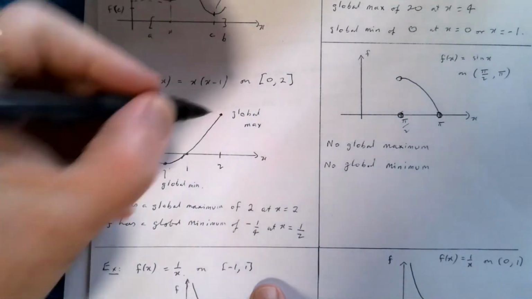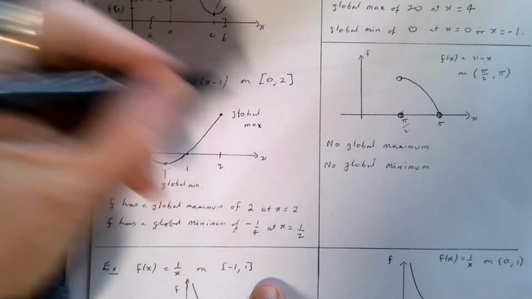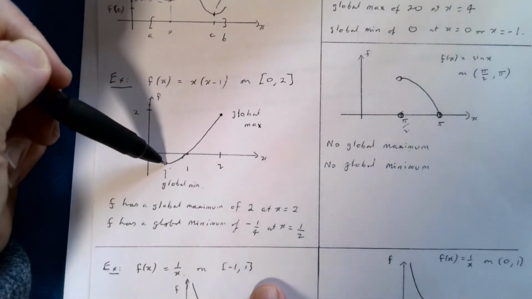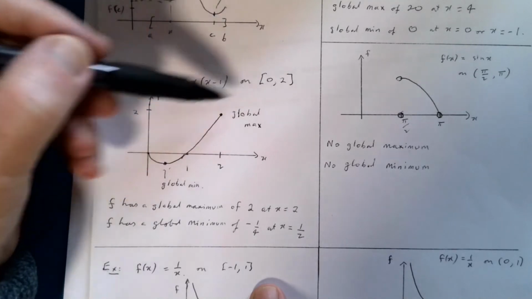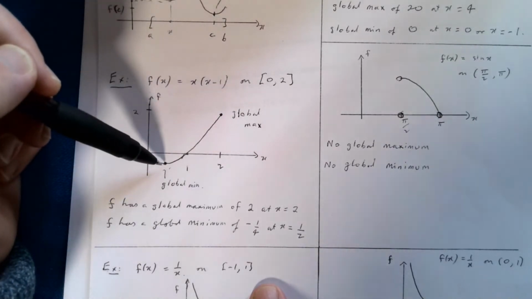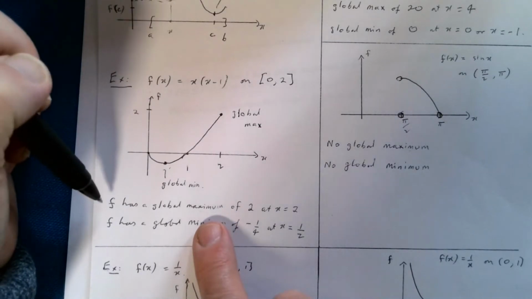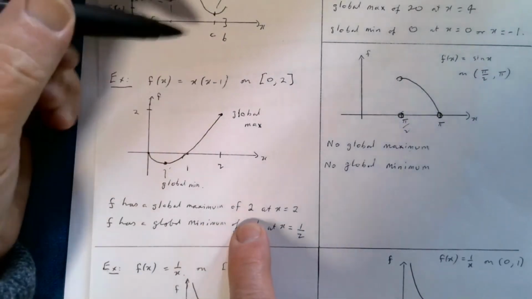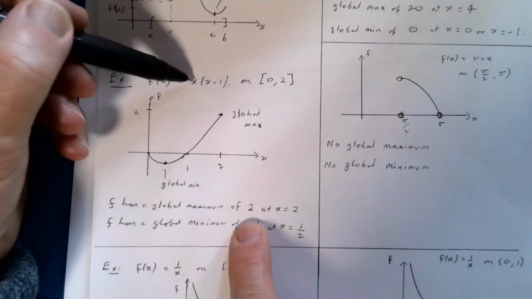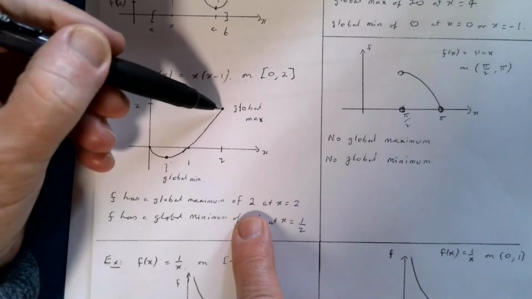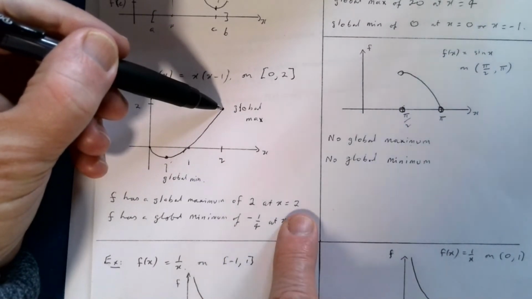We can just see, just by staring at the picture, that this point here will be our global maximum, and this here will be our global minimum. So sometimes the max and min occur at the endpoints, and sometimes they occur somewhere in between. It just depends on the problem. So we can see that this function f has a global maximum here at 2. If I put 2 into the formula here, I get 2 times (2 minus 1), which is just 2. So it has a global maximum of 2 at x equals 2.